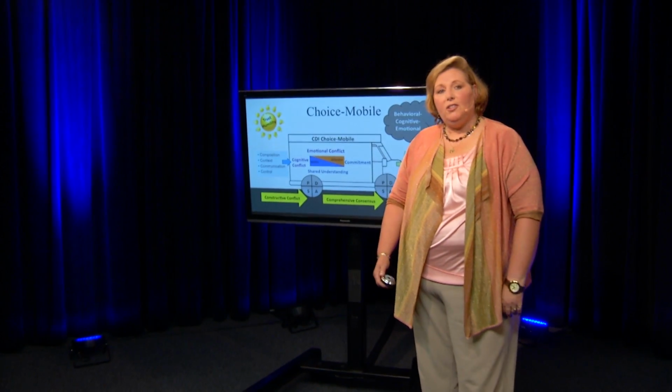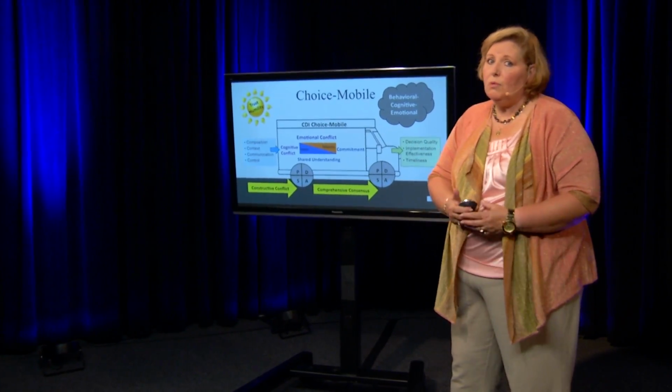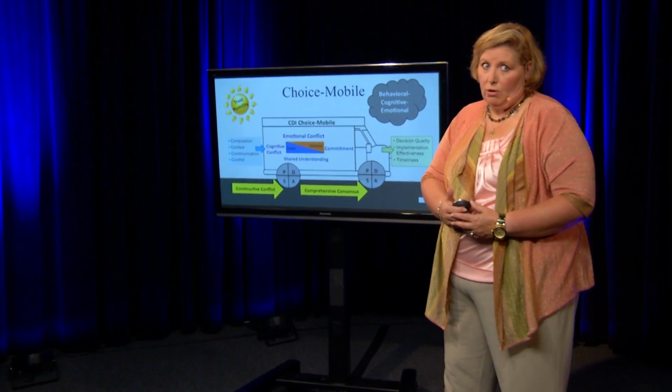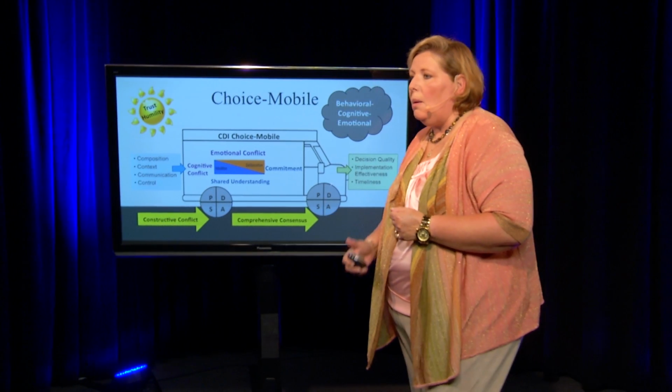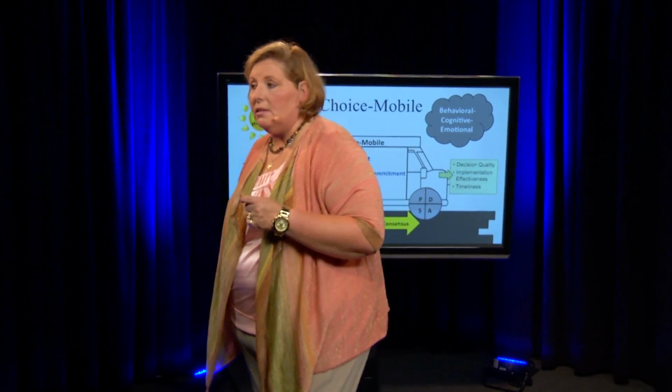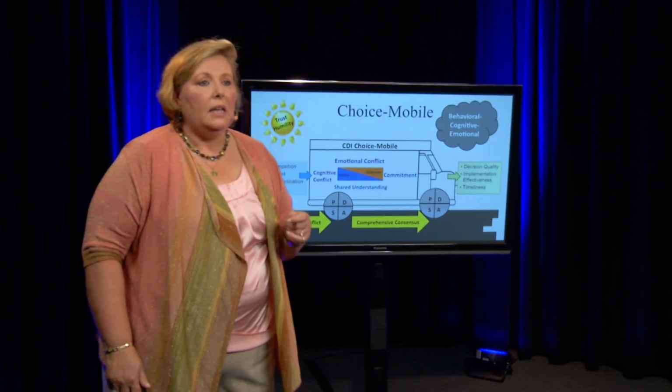Dr. Aragon talked to you in the previous segment about the choice mobile. The choice mobile is a very important vehicle. It is our driver for how we're going to get through our decision process. And it's important that you stay focused on a few elements as we're going through today. One of the most important elements is trust and humility. Trust and humility is critical to making our decision processes flow forward.